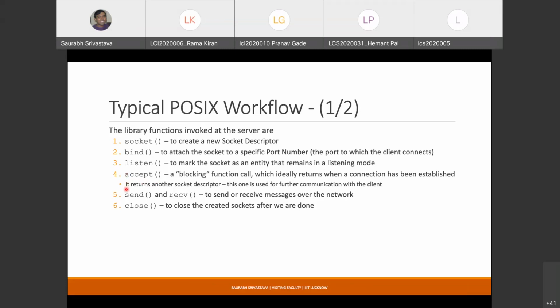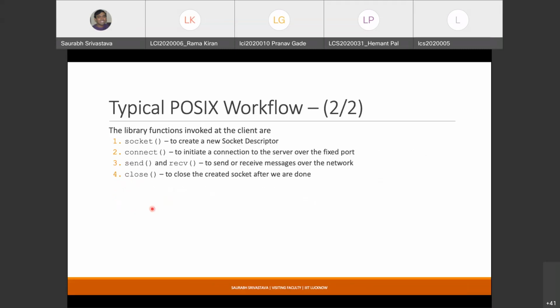Once a new connection gets accepted, there are two methods, send and receive. You can use it to actually send and receive data from the other end, from the client. And then at the end, you just close this socket. At the client end, you just need to create the socket and then make a request of connection to the server. If the server accepts the request, you can then use the send and receive methods, and then use the close method to close it towards the end of the communication.